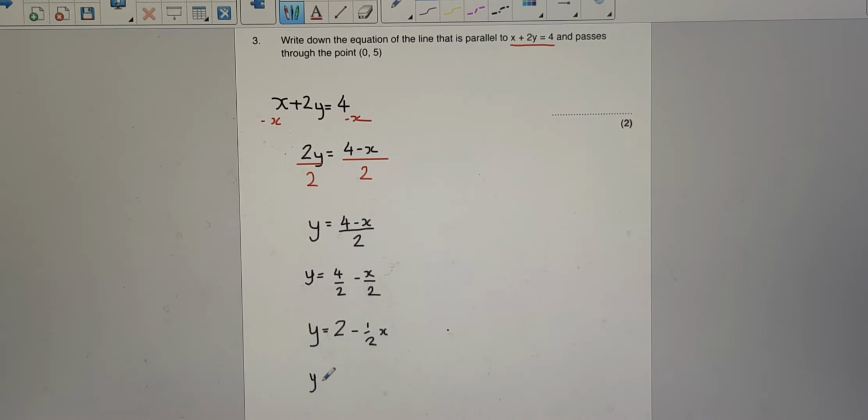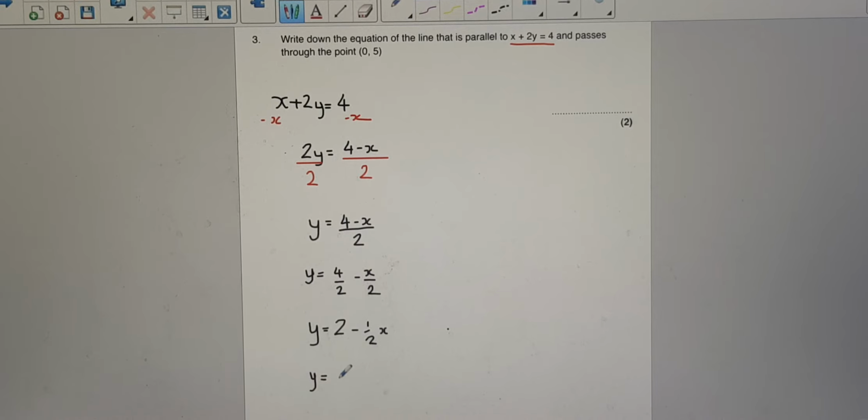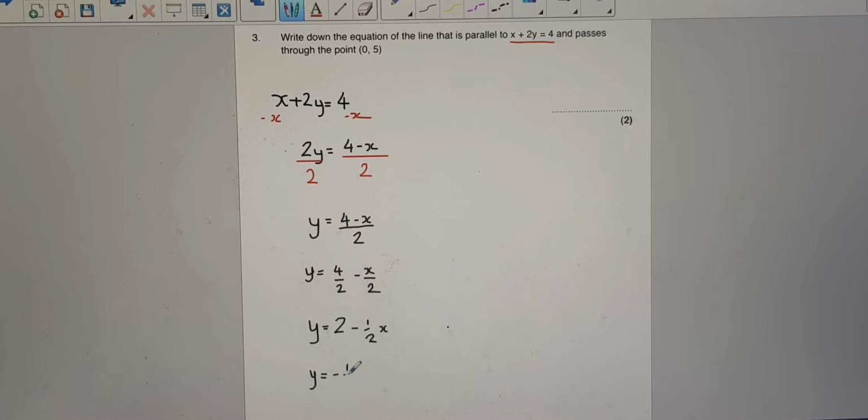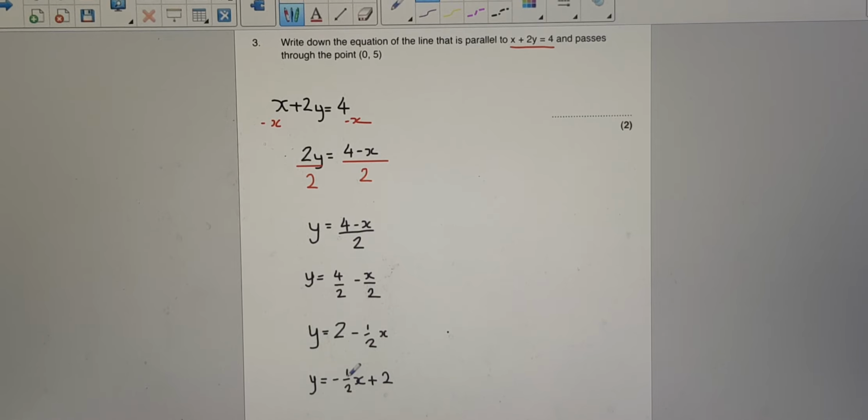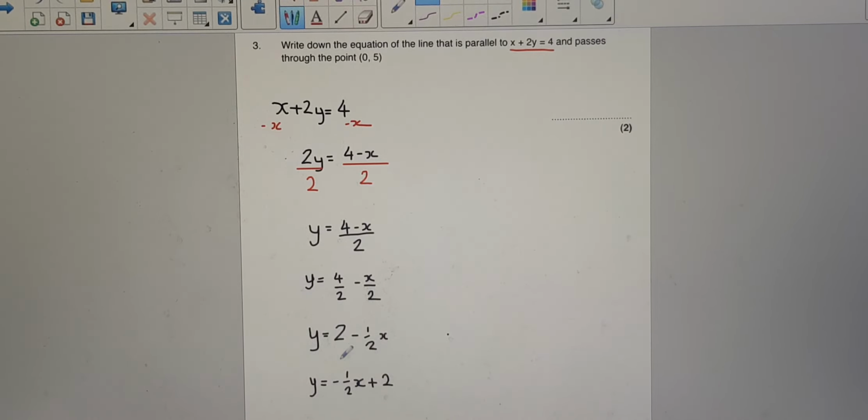but I'm just going to put it in the form of something x plus or minus a number. So minus a half x, and then this 2 is positive. Compare it with my mx plus c. Well, my gradient is negative a half. My y-intercept is 2. Don't care what my y-intercept is for this.